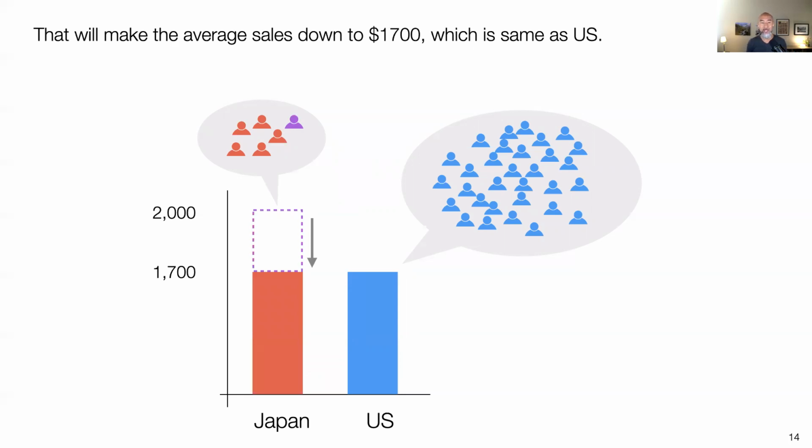So what is happening here is that one person can make a significant difference in calculating the average when you have only, let's say, 5 people. Okay, and at this point, this $1,700 is exactly the same as the US. Therefore, there is no difference between Japan and the US. And if we thought that the $300 difference was significant, like Japanese customers are spending more money, so therefore we should do some more campaigns in Japan, we should focus on that market.